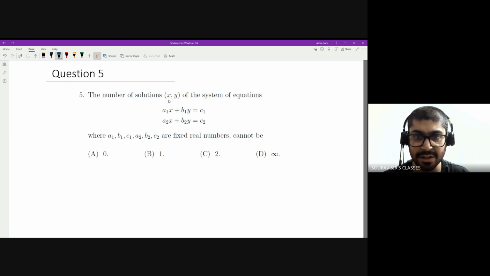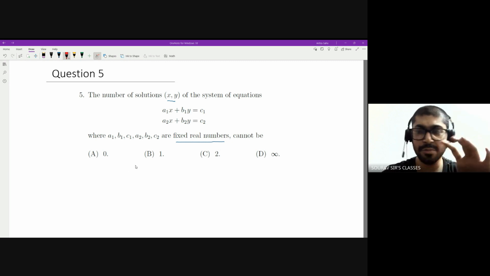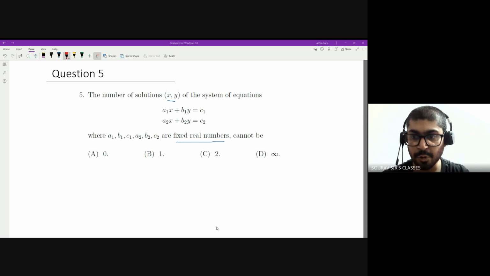It says the number of solutions of x and y, right, for the system of equations where a1 b1 c1 a2 b2 c2 are fixed real numbers. Now they have tried to make this a bit confusing, but it is not actually confusing. It is actually quite easy, because fixed real number means there is no guarantee whether the determinant for this solution would be 0, or if you try not to think about determinants, if you want to think about the ratios. Let's go back to what we learned in class 10. What did we learn in class 10?